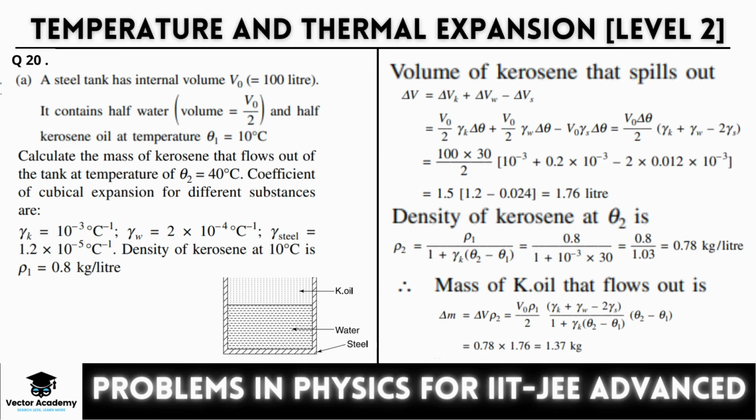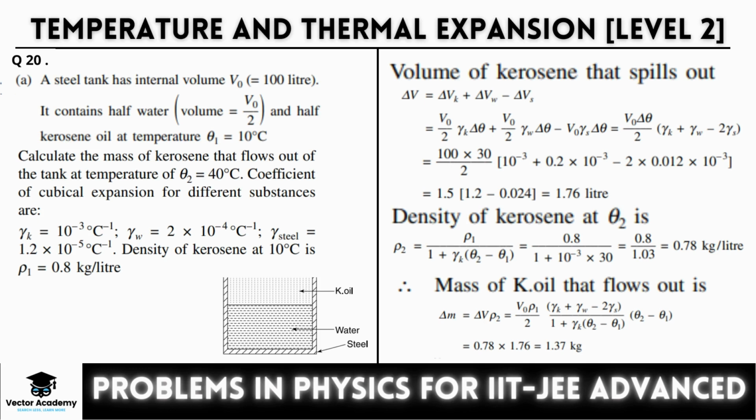When steel tank is heated, kerosene oil, water and steel expand by volume delta Vk, delta Vw and delta Vs respectively. Volume of kerosene that spills out, delta V equals delta Vk plus delta Vw minus delta Vs. Or, delta V equals V0 by 2 gamma k delta theta plus V0 by 2 gamma W delta theta minus V0 gamma steel delta theta.